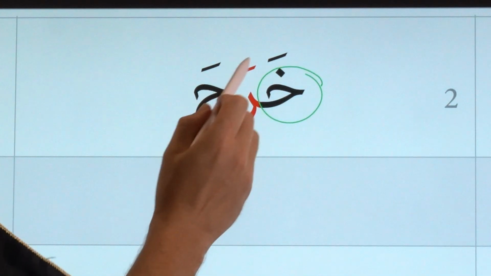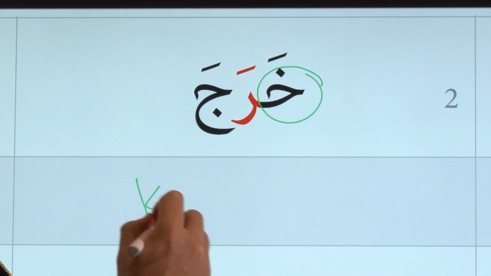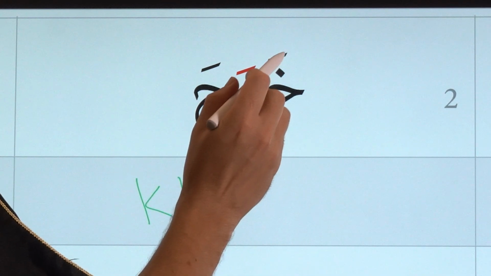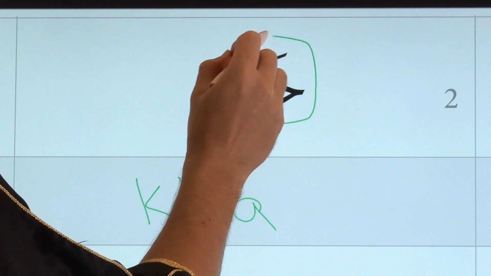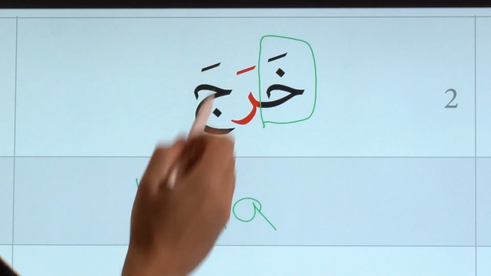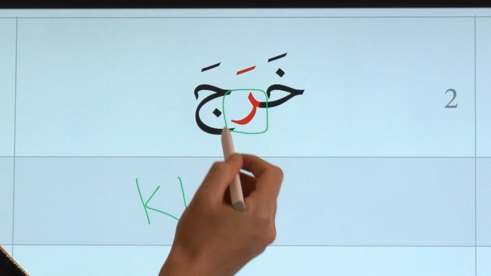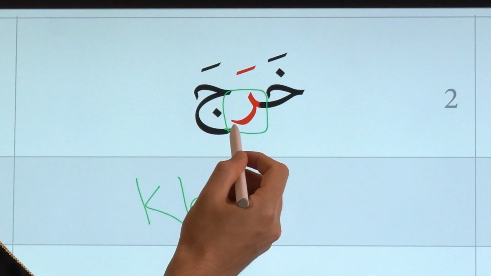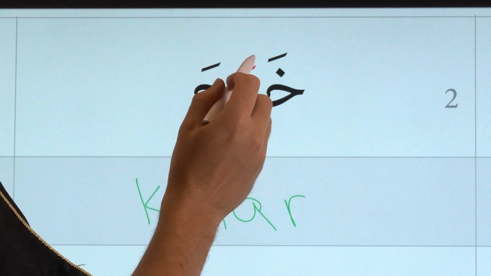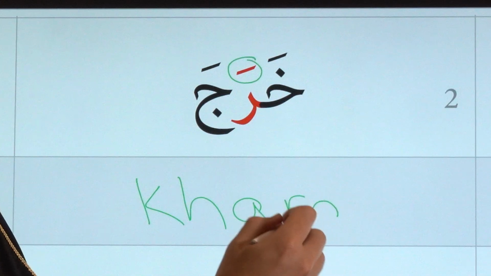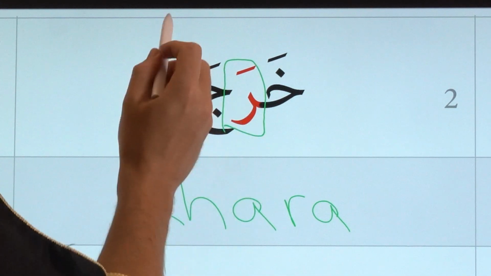This wave shape with a dot above is the letter kha. So we write a K, H for the letter kha. Above the kha is a fatha, so we write an A for the fatha. So together the kha and fatha would be pronounced kha. Next, this line extending down, not connecting to the letter after it, is the letter ra. So we're going to write an R for the letter ra. Above the ra is a fatha, so we're going to write an A for the fatha. So together the ra and fatha would be pronounced ra.